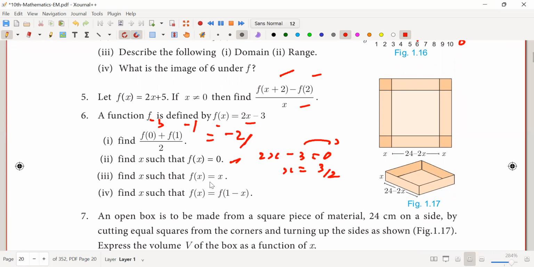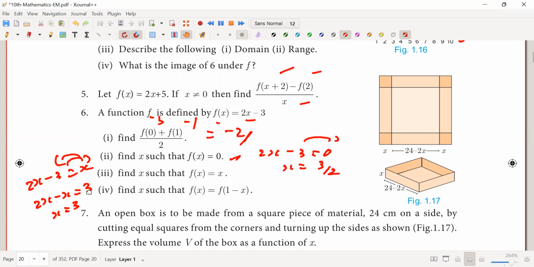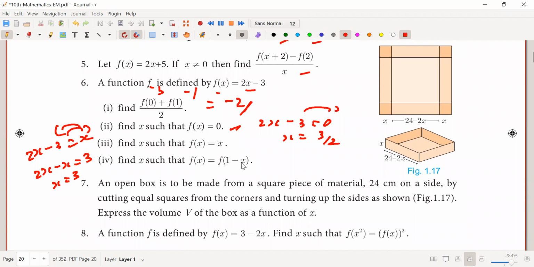Find x such that f of x equals x. So 2x minus 3 equals x. This x goes here, 3 goes here. 2x minus x equals 3, x equals 3. Next, f of x equals f of 1 minus x. F of x is 2x minus 3, equal to 1 minus x. 2 into 1 is 2, minus 2 into x is minus 2x, plus 3. So 5 minus 2x.